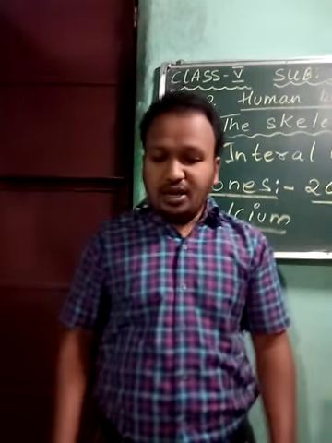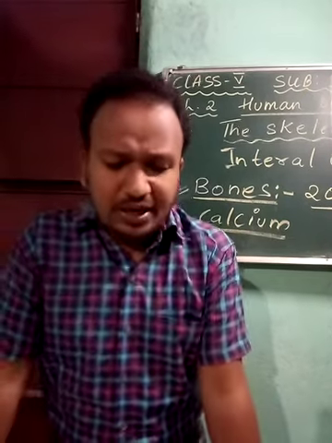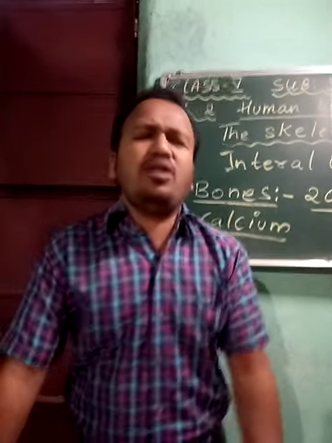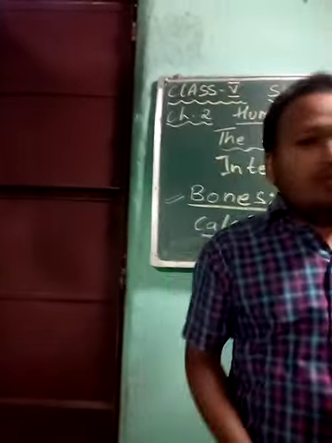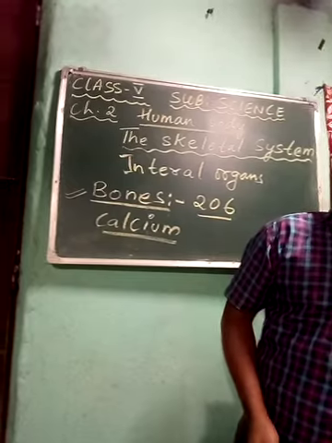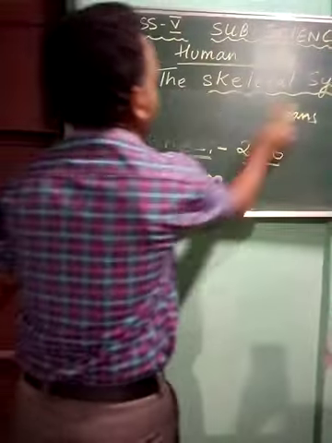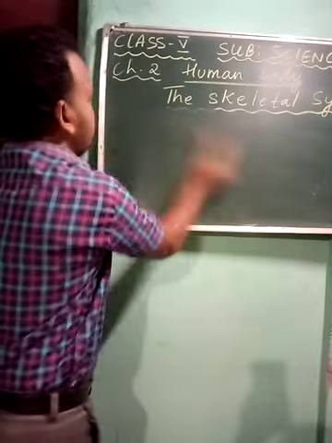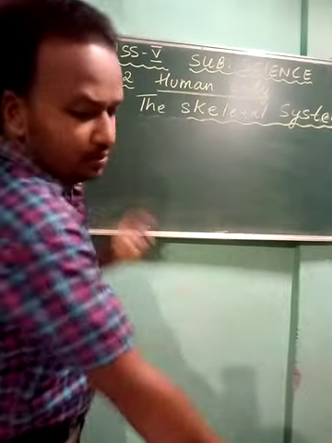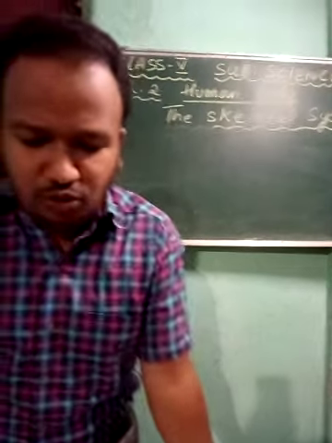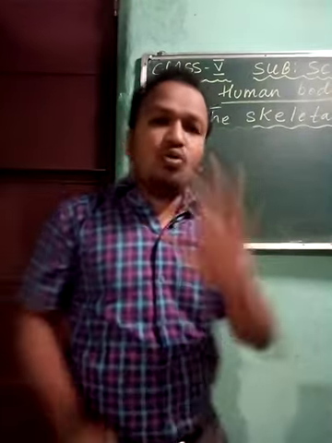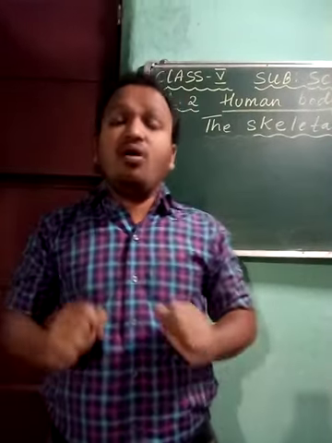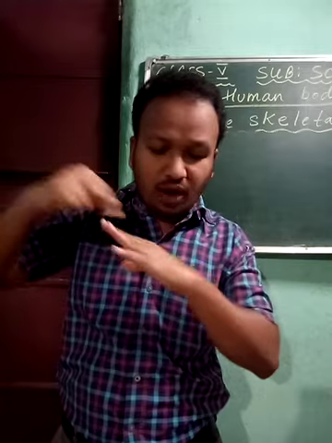Okay children, now let's see the different types of bones. In our body, from the head to the toes, we have different types of bones. Different types of bones are present in different parts of our body. In our fingers, and in our legs and toes, the bones are quite long.